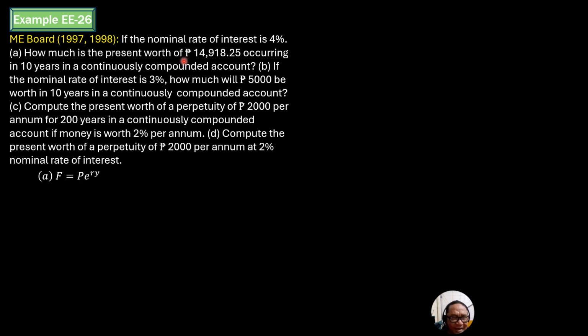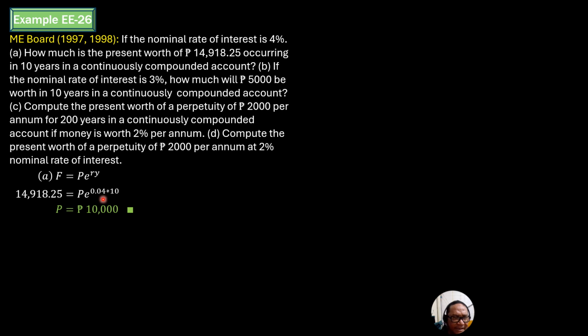So 14,918.25 equals P e to the r y, where r is 0.04 and y is 10. So 14,918.25 equals P e to the 0.04 times 10, then P is equal to 10,000 pesos.